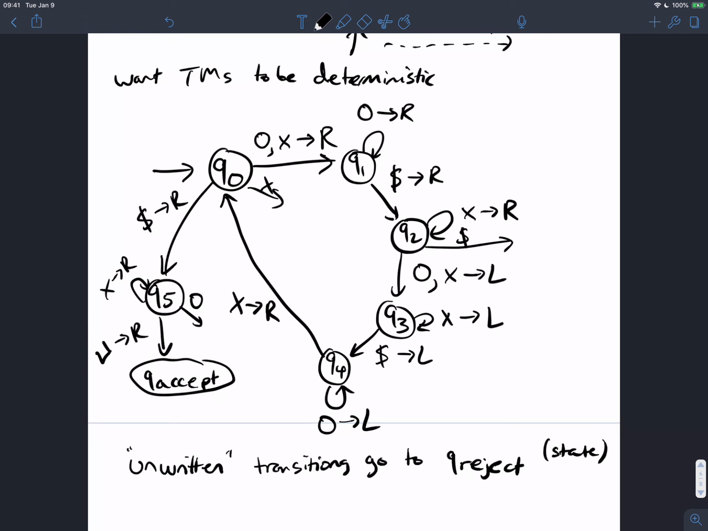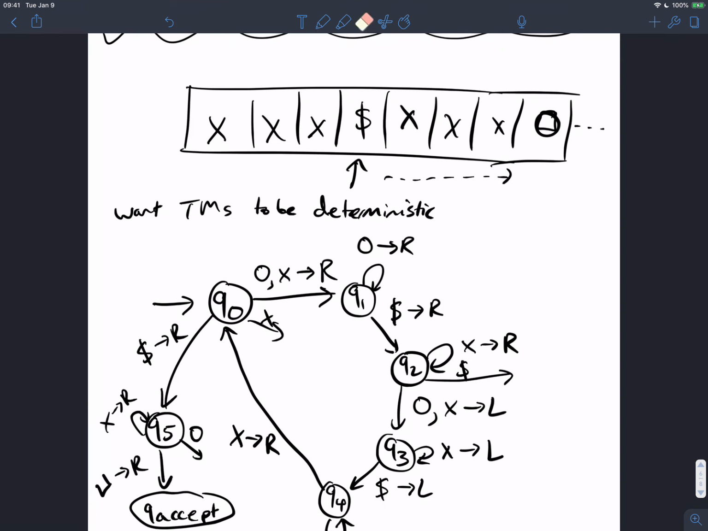So you have the self loop for X to right. Q2. The self loop at Q2 is X because if we're in this case where we're here, and then we're back at the beginning where we mark off this first 0, we got to mark the second 0. So we need to be able to go over to there.